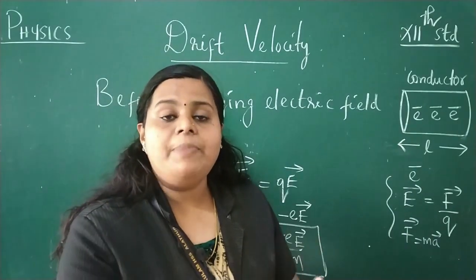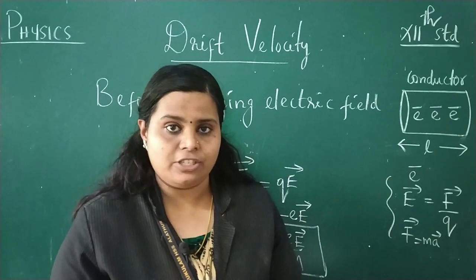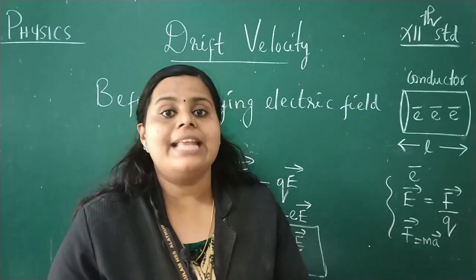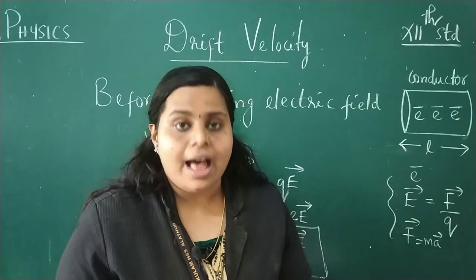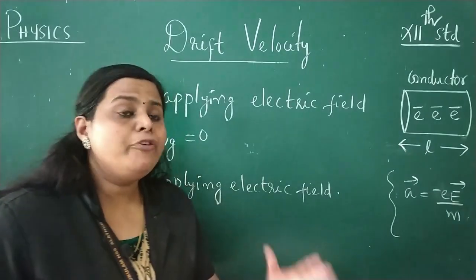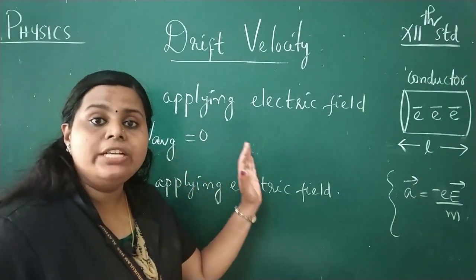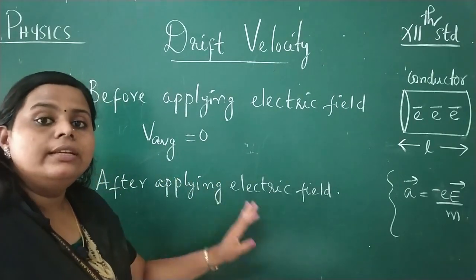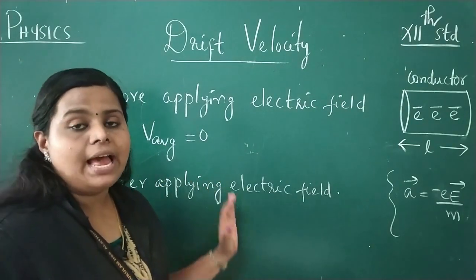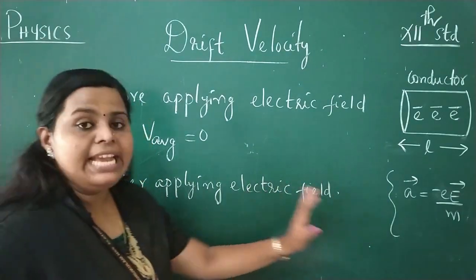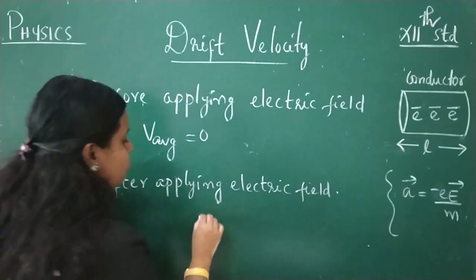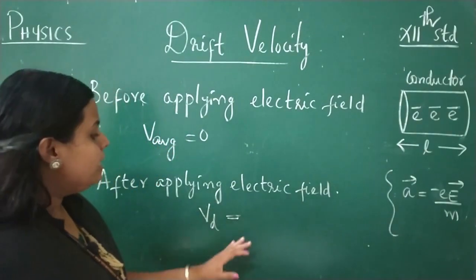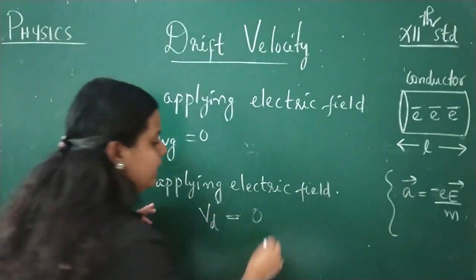Okay, so after applying the electric field, the velocity of charges changes, right? So what is the expression for this velocity? Now let's write the expression for velocity after the application of electric field. Before applying the electric field, the V average, the average velocity of the free charges, was 0. Now what about the velocity when we have applied an electric field? After applying the electric field, the velocity can be denoted by Vd. And this Vd is equal to, initially the velocity was 0, but after applying the electric field, the velocity has changed.